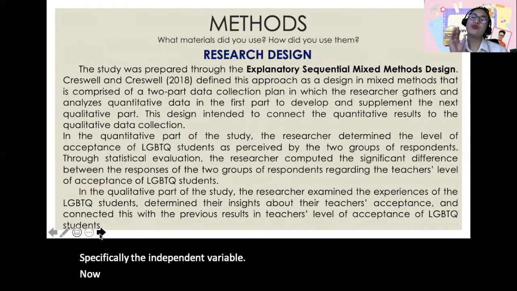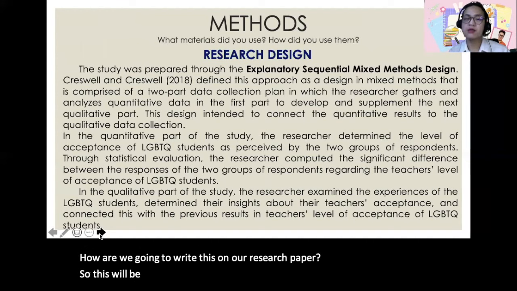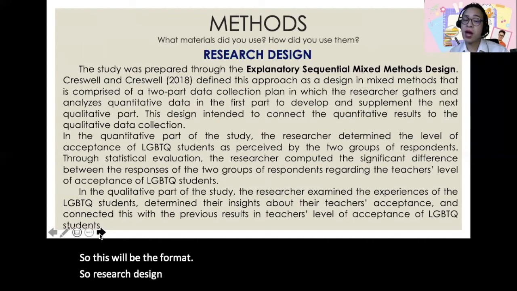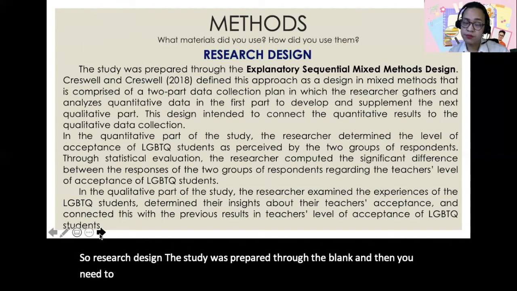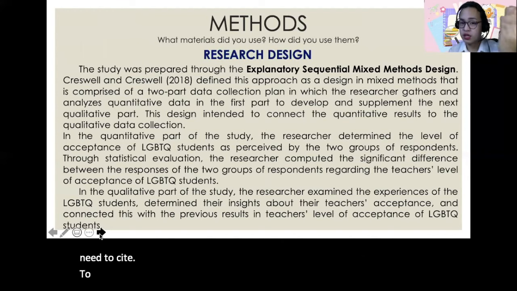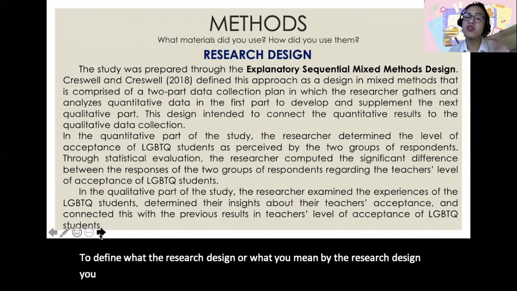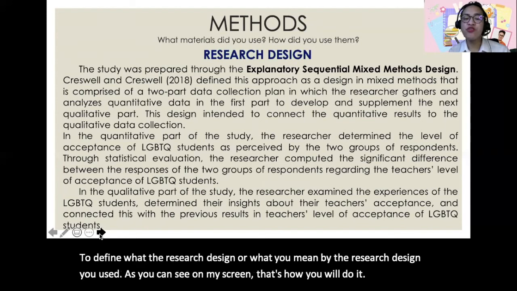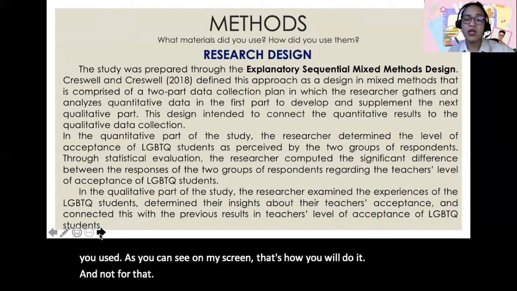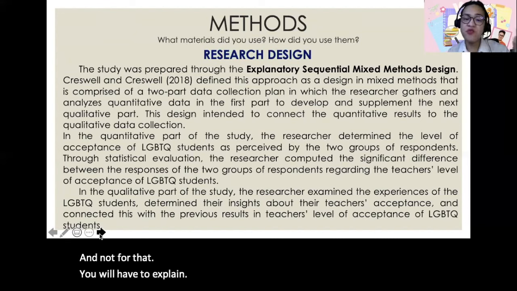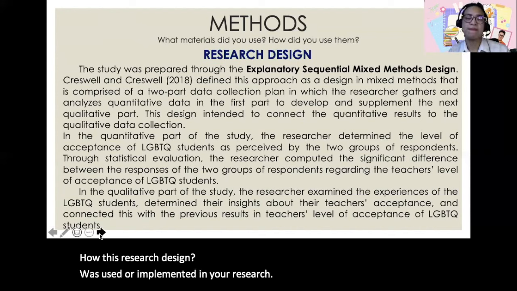Now, how are we going to write this on our research paper? So this will be the format. Research design: the study was prepared through the blank, and then you need to cite to define what you mean by the research design you used. As you can see on my screen, that's how you will do it. And after that, you will have to explain how this research design was used or implemented in your research.